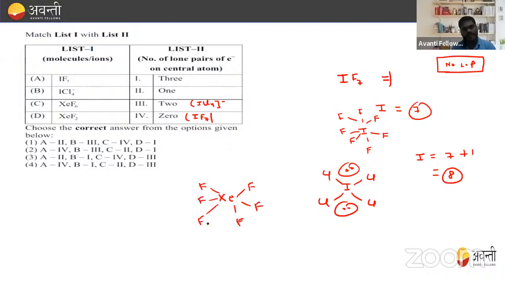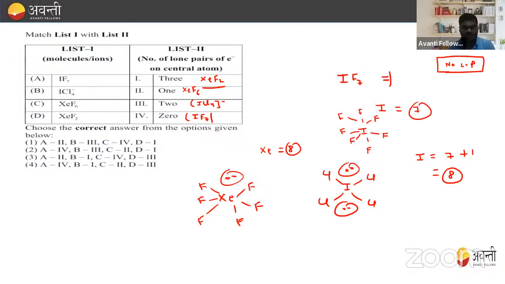So in case of XeF6, we know that Xe has how many valence electrons? 8. Out of 8, 6 electrons are bonded pairs, so only one lone pair is present. So in XeF6, only one lone pair. Similarly for XeF2, there are 3 lone pairs. So this is for XeF2. So you can easily match.